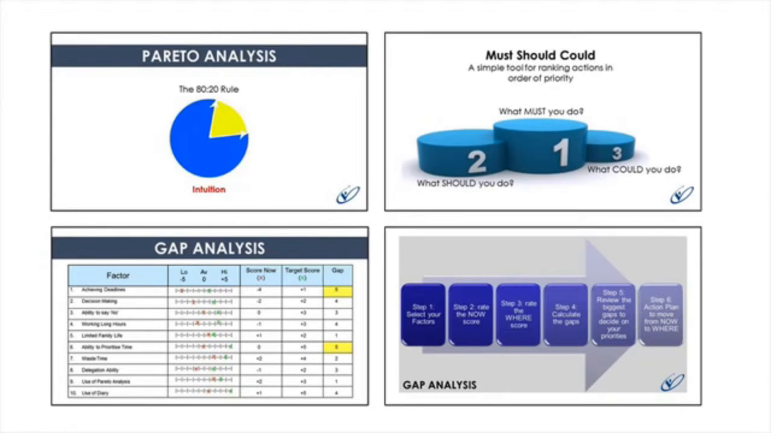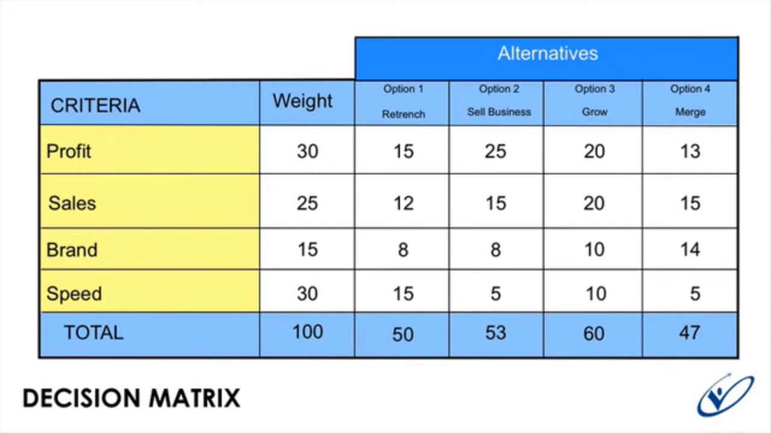So in summary, we've got the Pareto analysis, the 80-20 rule. Got must, should, could, which is a great tool for prioritizing things. We've got gap analysis there, so you can do a gap analysis and the steps there, and then lastly you can do a decision matrix. So they're the great tools there. These examples and exercises are in the workbook for you to complete. So take the time to work those through.